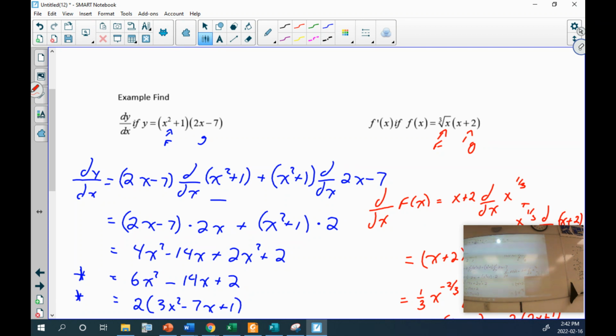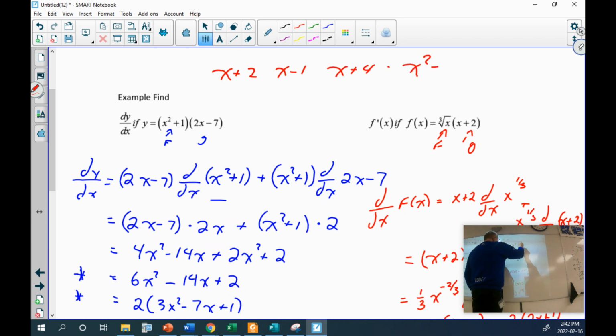Now, if I have something to the effect of x plus 2 times x minus 1 times x plus 4 times x squared minus 8 times, I really have no desire to multiply those guys up. Is it a pain to do using the product rule? Yes. But is it less of a pain to do with the product rule than to multiply them out first and then do the power rule? Actually, yes.